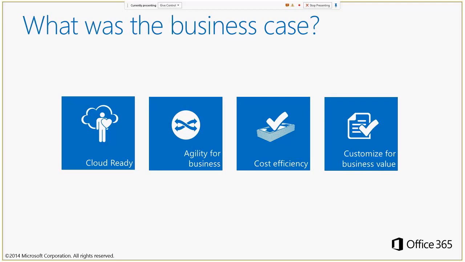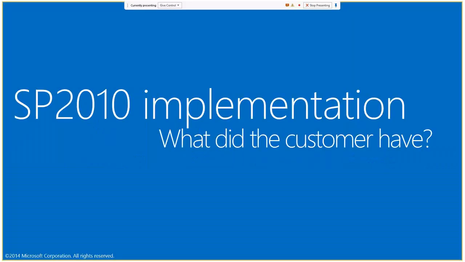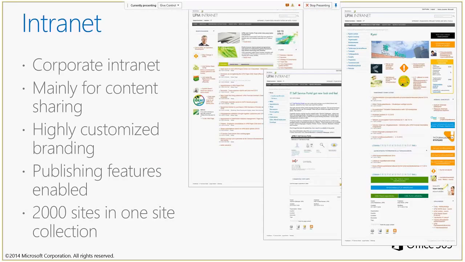So let's move forward on the slide. What was the 2010 implementation? Let's have a quick look at the key topics of the 2010 implementation, so you understand the scale and what was actually done. The UPM case is pretty highly customized. The UPM portal consisted of a pretty typical setup: intranet, team sites, My Sites, and some additional things.